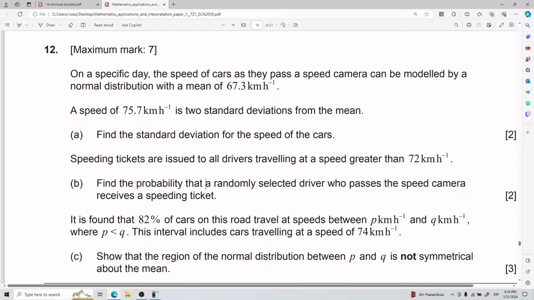Alright, and now we go ahead with number 12, which for some reason on a specific day, the speed of cars as they pass a speed camera can be modeled by a normal distribution. What the heck is that? With a mean of blah blah blah. See? A speed of blah blah blah is 2 standard deviations from the mean. Part A, find the standard deviation.